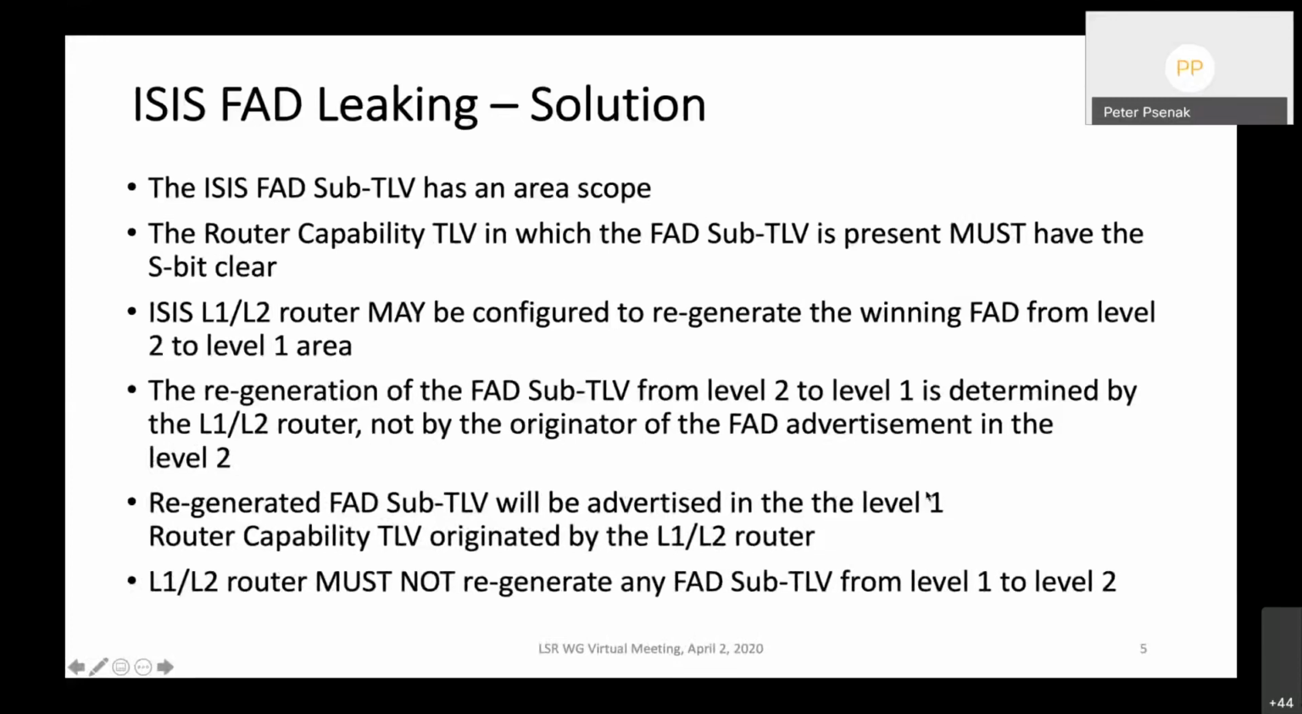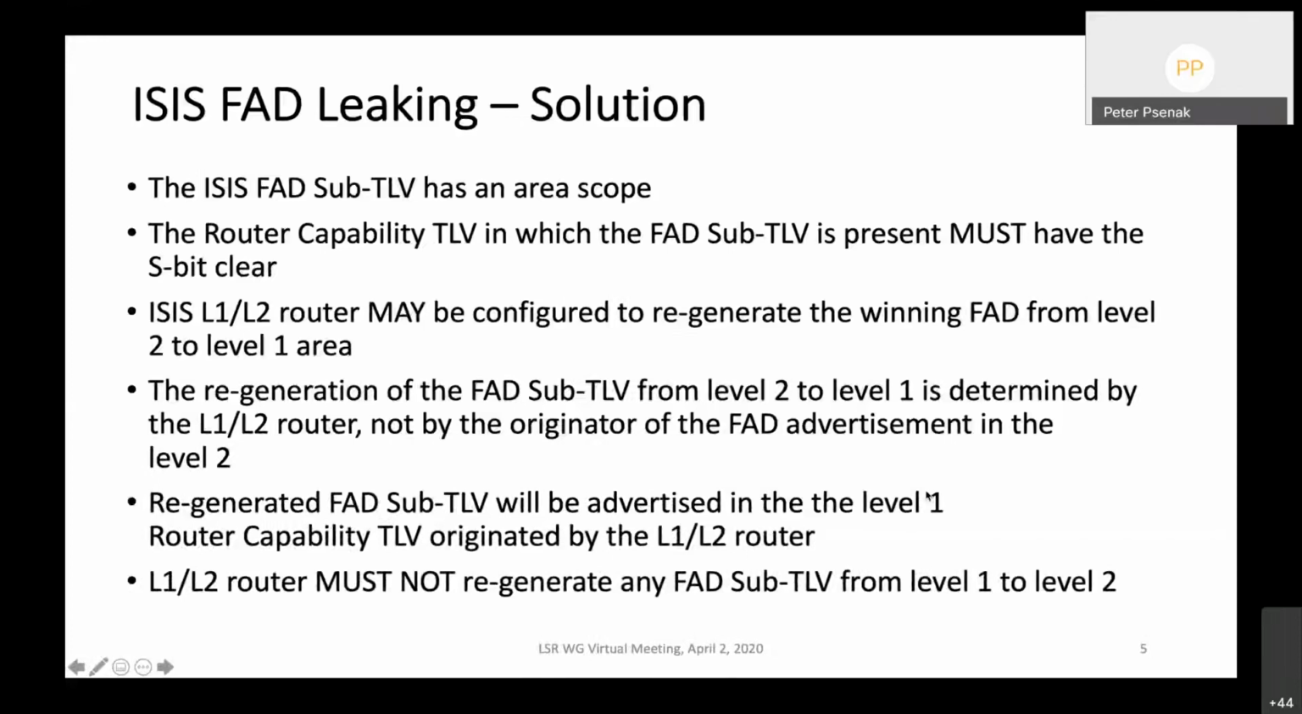And the ABR or L1/L2 router may be configured to regenerate the winning FAD from level 2 to level 1. The regeneration of the FAD is controlled by the ABR, not by the S-bit. The S-bit must be clear when the originator advertises it. And the regenerated FAD sub-TLV is going to be advertised in the L1 router capability TLV of the ABR router itself.